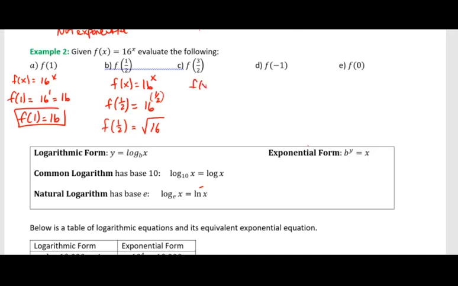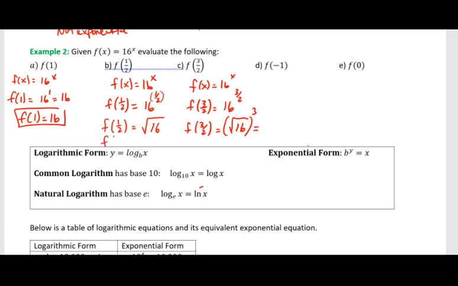Okay, f of 3/2. So that's 16 to the 3/2. So again, you can use your calculator. Just make sure you put parentheses around the 3/2. But this just means there's a fraction. So the 2 is a denominator. So that tells me I have a square root. So I have the square root of 16. And then the numerator, it means that we're going to raise that to the third power.